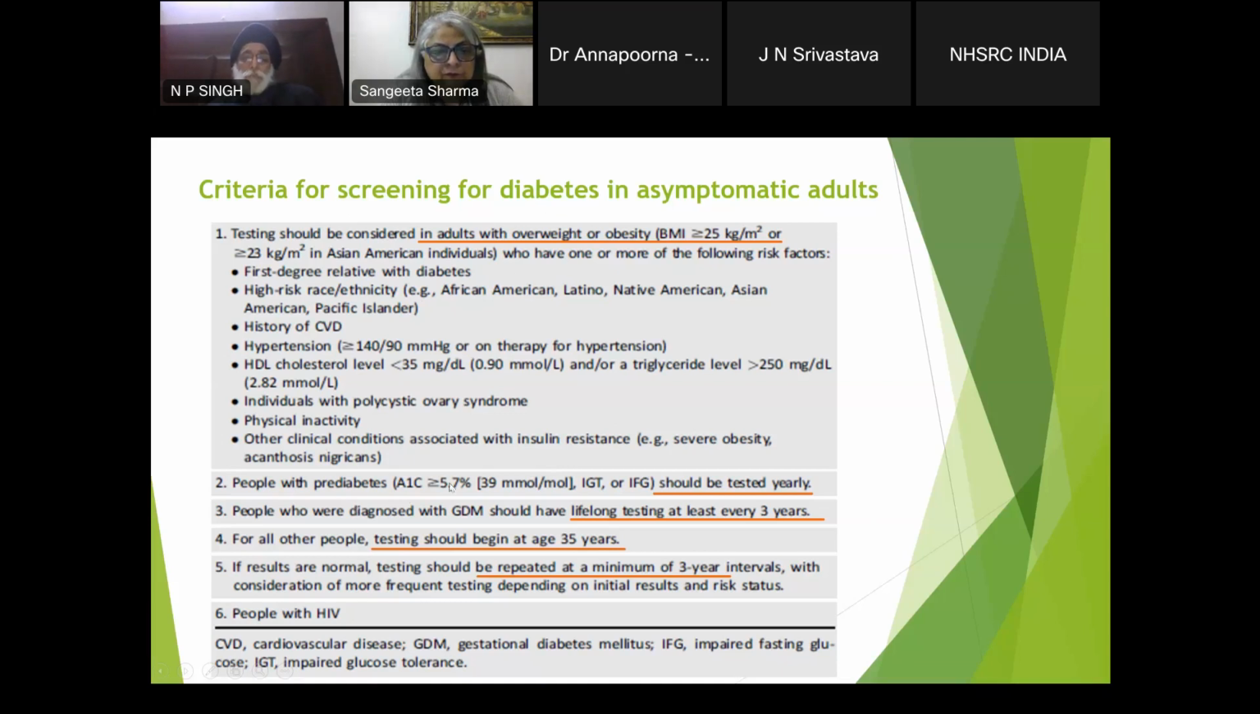Similarly, a person who has pre-diabetes should have the blood sugar checked yearly. A person who was diagnosed with GDM, we must do their blood sugar lifelong, every 3 years. For all of us, after 35 years of age, we must get our blood sugars tested, and if they are normal, then we must repeat it every 3 years. Of course, persons with HIV and AIDS should have their blood sugars tested.